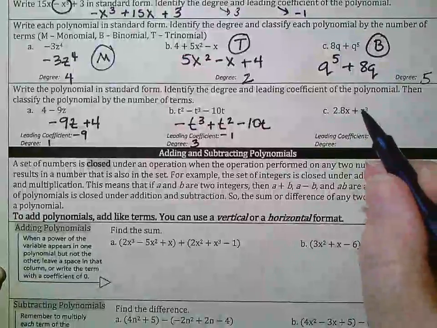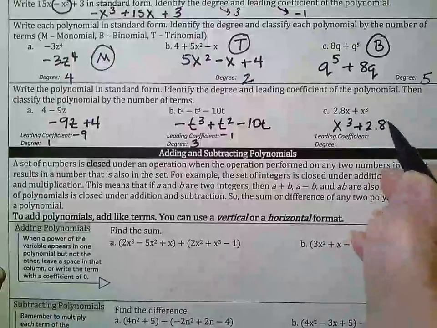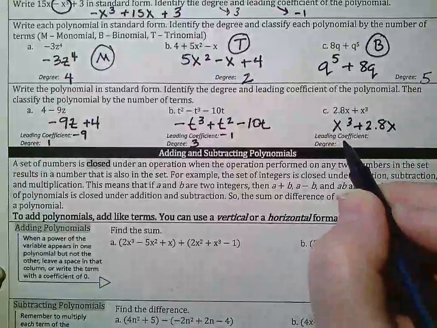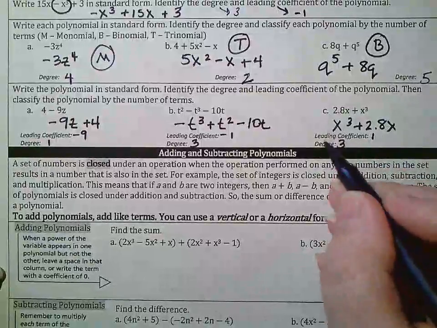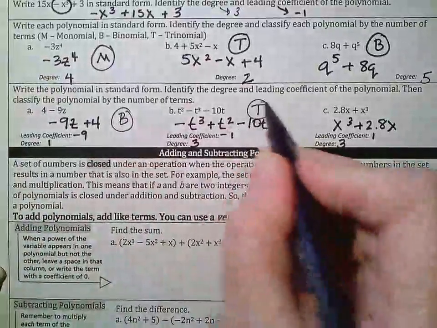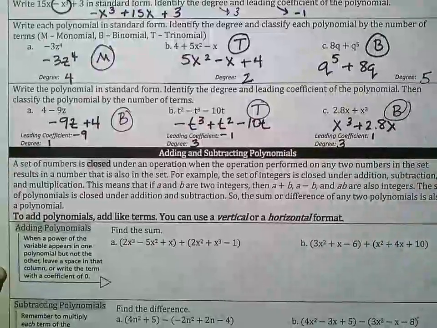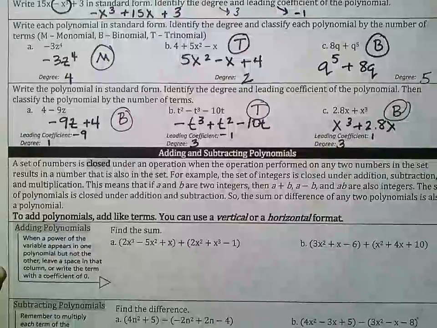And this one here is x cubed plus 2.8x. So my degree is 3. My leading coefficient is 1. Remember, there's like an invisible 1 right here. This was a binomial, trinomial, and a binomial. I know it didn't ask that, but just in case, might as well go ahead and classify that.